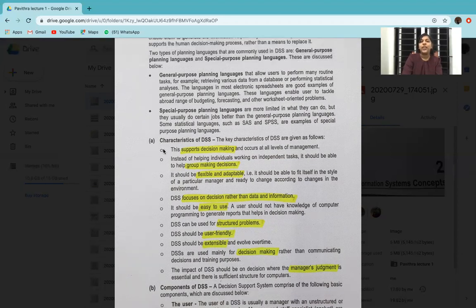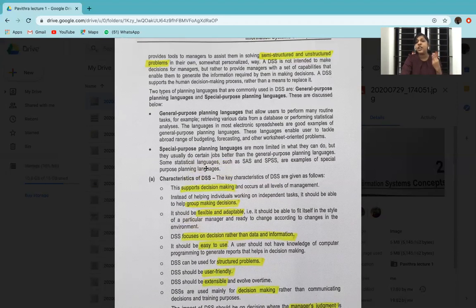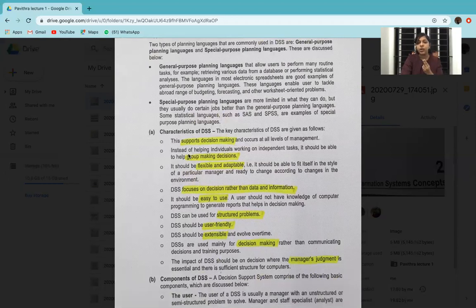Moving on to the characteristics of a decision support system. What are the characteristics? One is they support decision making. Yes, that is their prime usage. They assist managers in making decisions for structured and semi-structured problems. And the next one is they help group decision making, not just an independent individual working on an independent task. They support decision making, and they support group decision making.